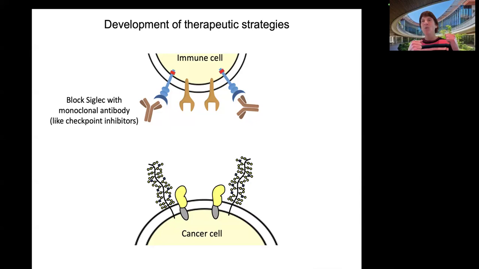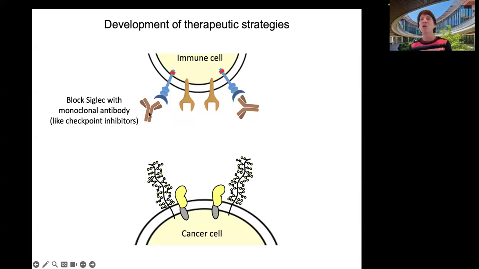So we thought about how do we block that handshake? Now, taking a page out of the playbook of those successful checkpoint receptor drugs, the PD-1 blocking drug, the CTLA-4 blocking drug, maybe we should also just make a monoclonal antibody protein that can attach itself to one of those hands and block it so that it can't shake hands with those sugars on the surface of the cancer cell.